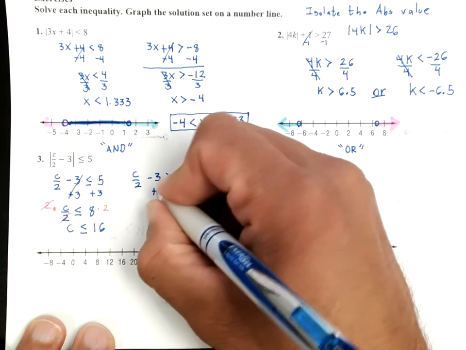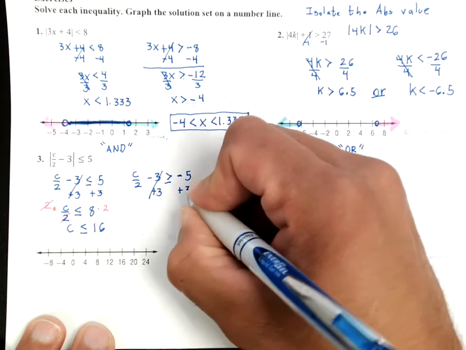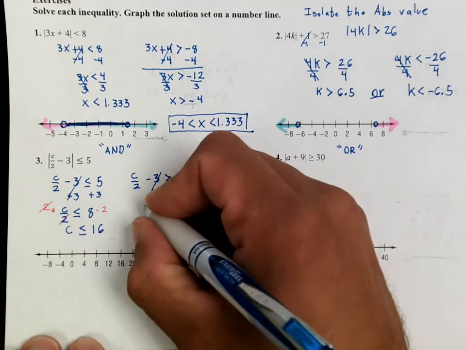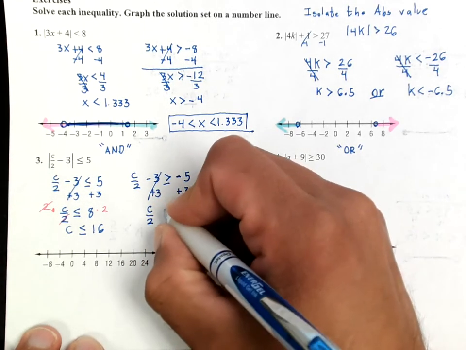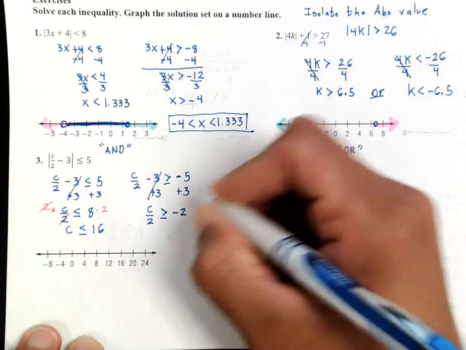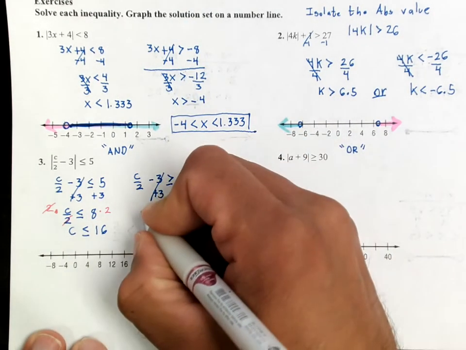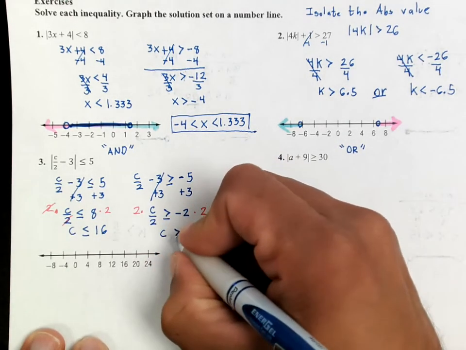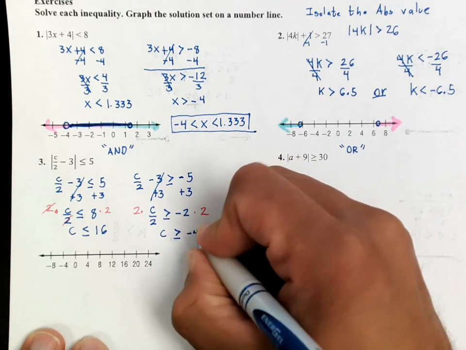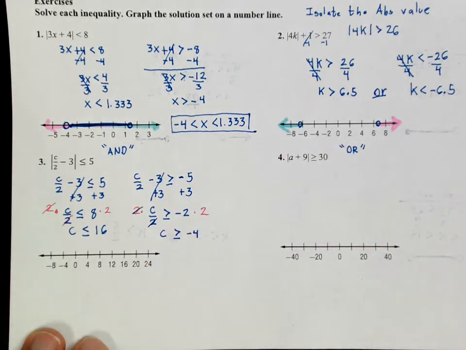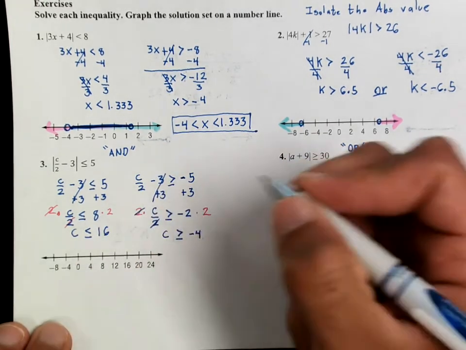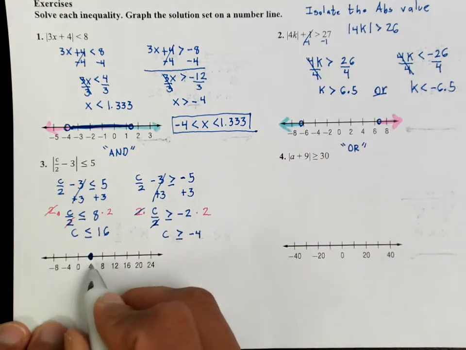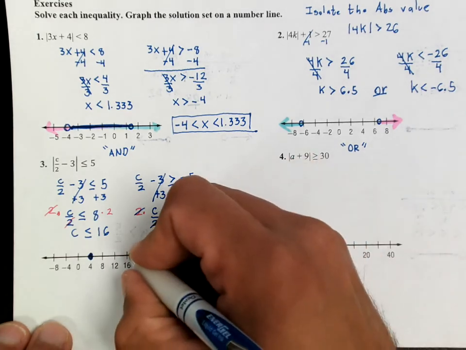And then the other side, we'll do the same thing. So I have c over 2 is greater than negative 2. And I would do the same kind of step. I'm going to multiply by 2. So this would be c is greater than or equal to negative 4. Okay. Now negative 4 is right here. Notice that it's including because it's equal to. And this is 16 right here.